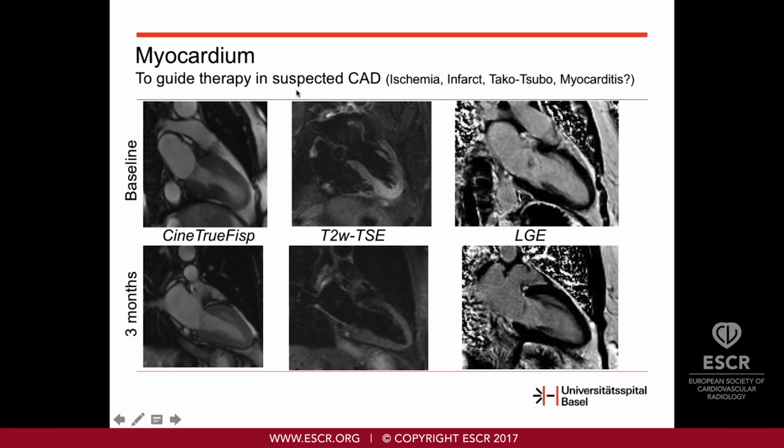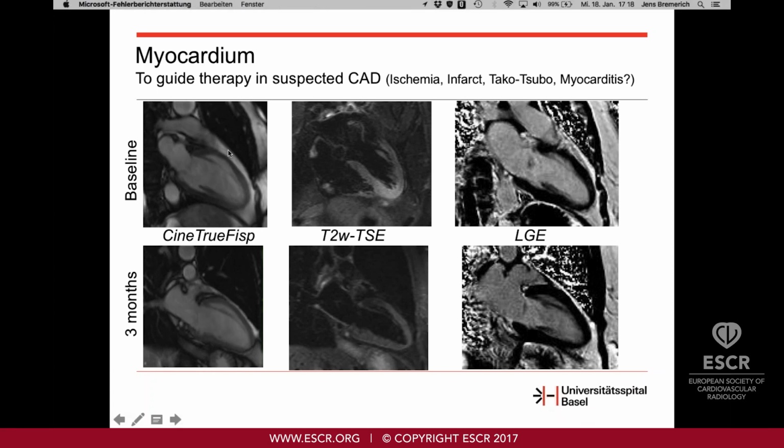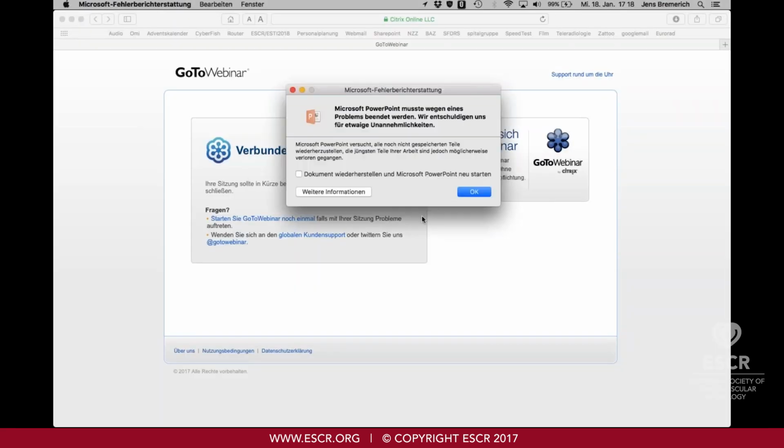So here we have this elderly lady. Again, she is presenting with chest pain, she has elevated troponin, she has ECG abnormalities, and here we also see these wall motion abnormalities at the apex. And the T2-weighted turbo spin echo image shows enhanced or increased signal in this area, indicating edema.